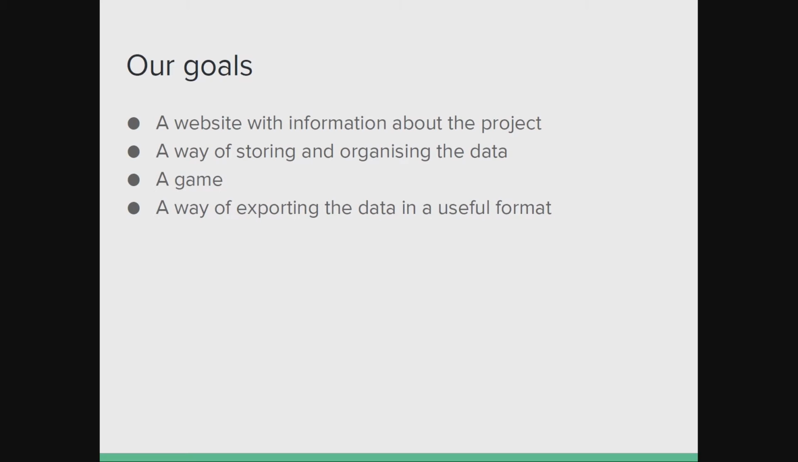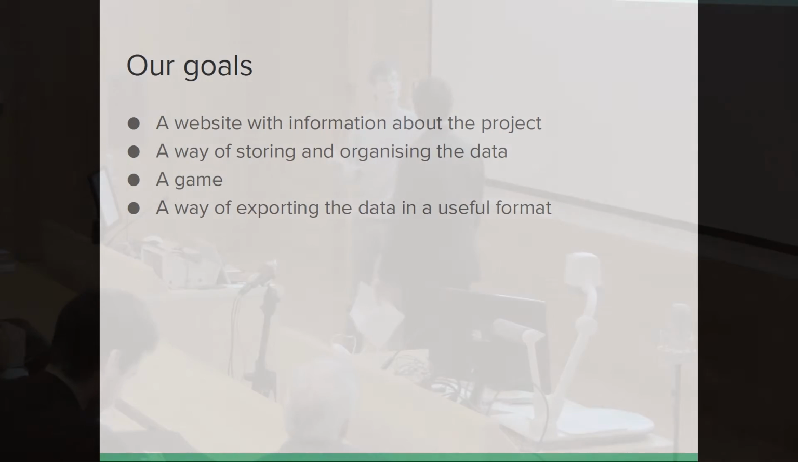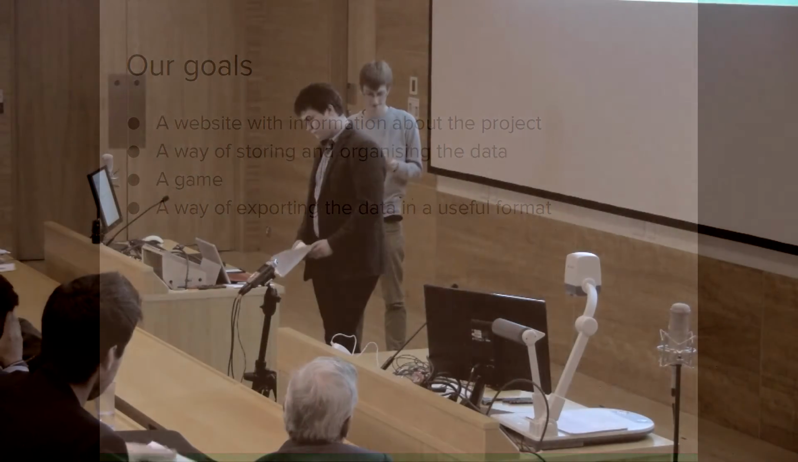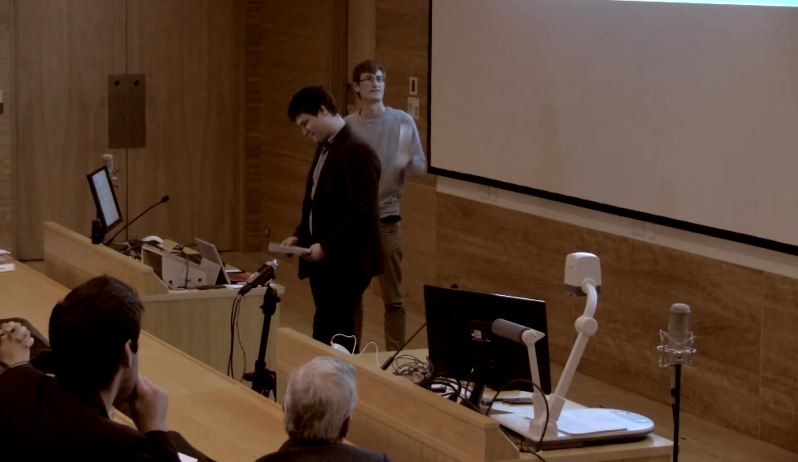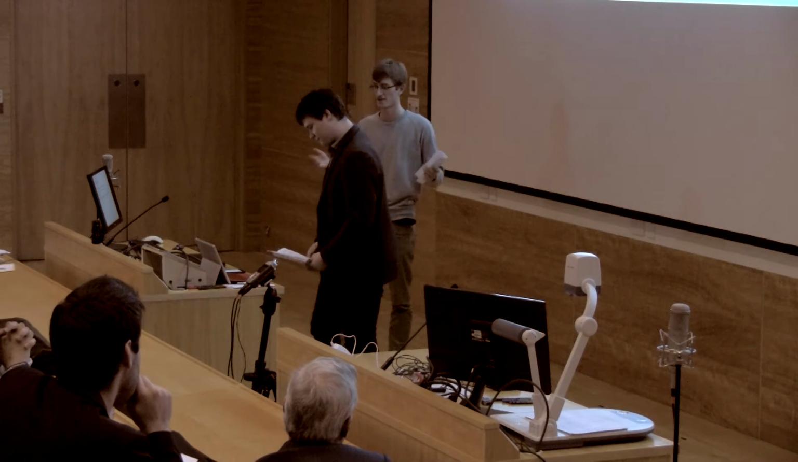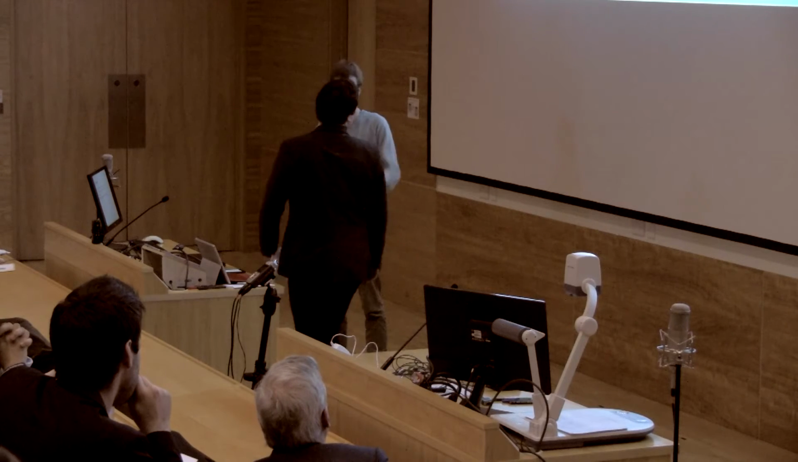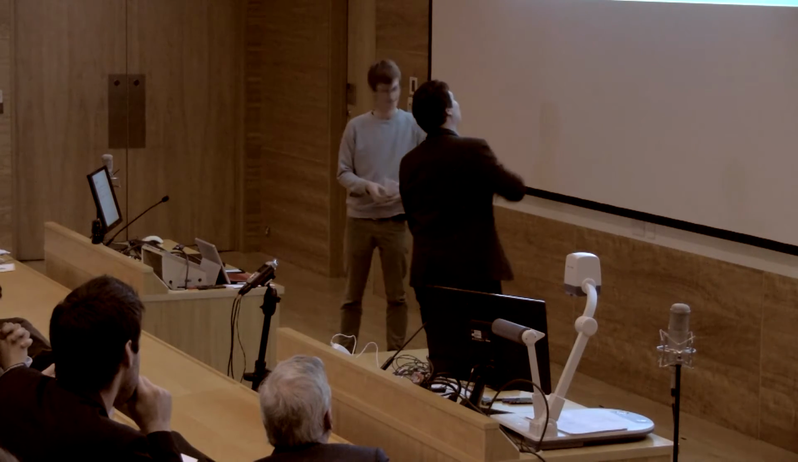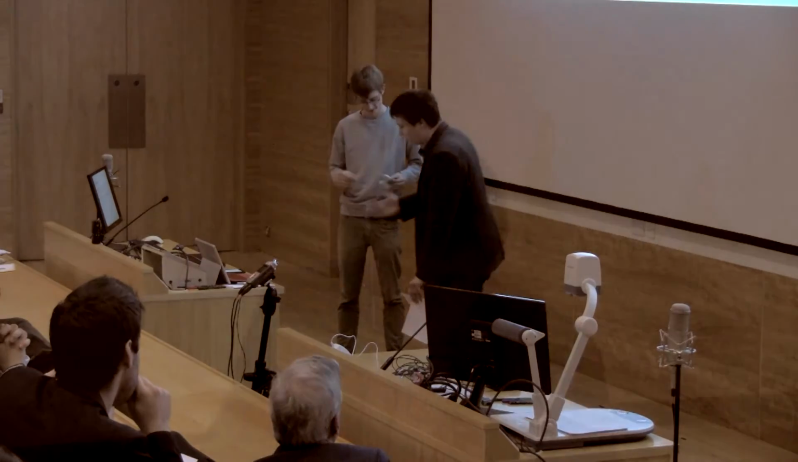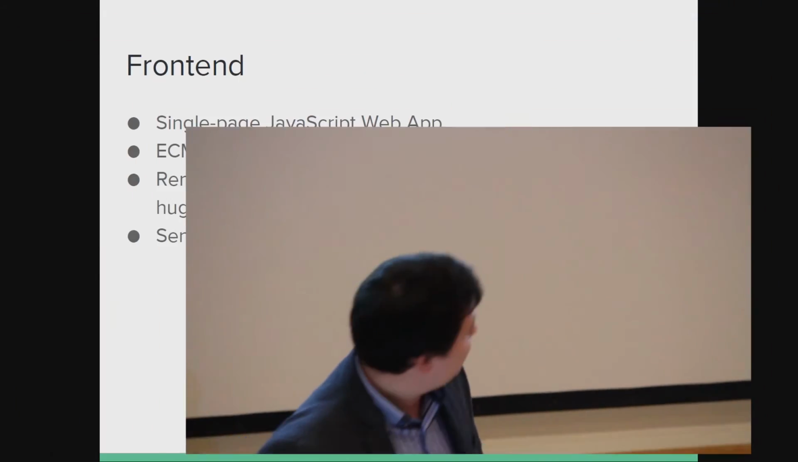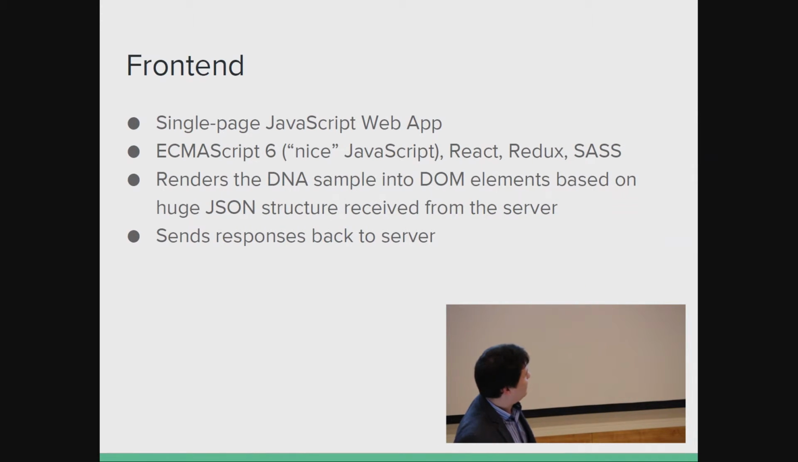So our aim was to make a website where the average user can go on and help. Our goals were basically to create a website where people could go on, learn about different characteristics, and have an easy way to vote on these different mutations, or whether they're mutations or not, and obviously export it in a useful format.